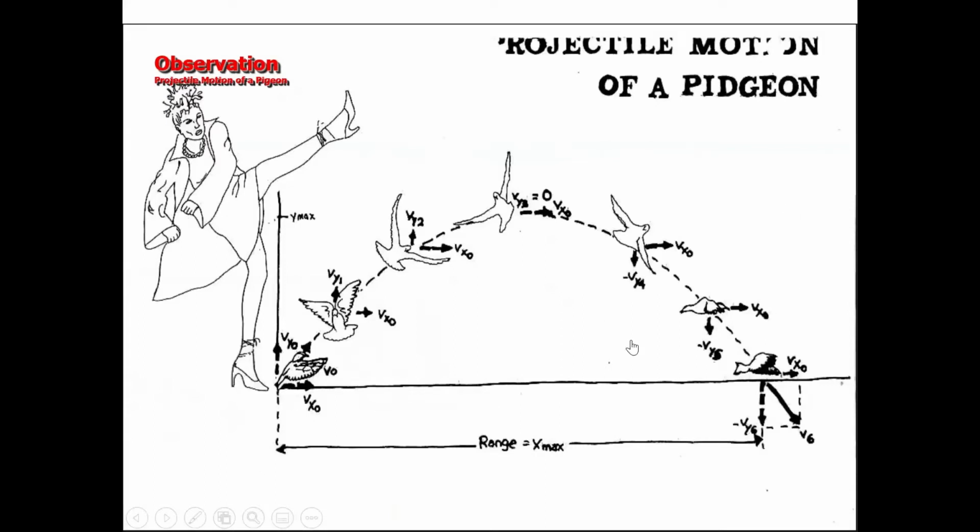The only reason why you end up getting a parabola is because the acceleration along the y direction is constant, fixed by gravity, and there's absolutely no acceleration along the x direction. There's zero acceleration along the x direction. As a result, you end up getting a perfect parabola.